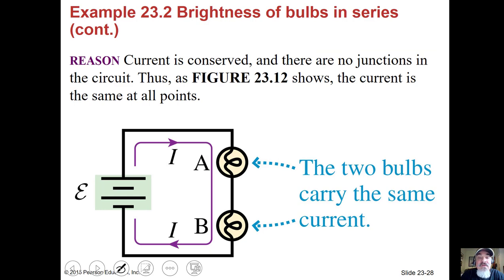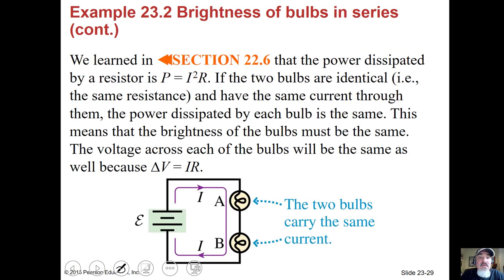Okay, same current again, so they have the same brightness because of the same kind of bulb. It's the same amount of power too then, I squared times R, going back to the previous chapter. So they take up the same amount of power. Okay, good. So series, same current.